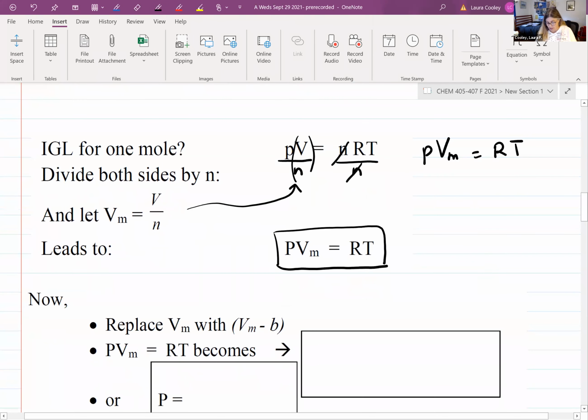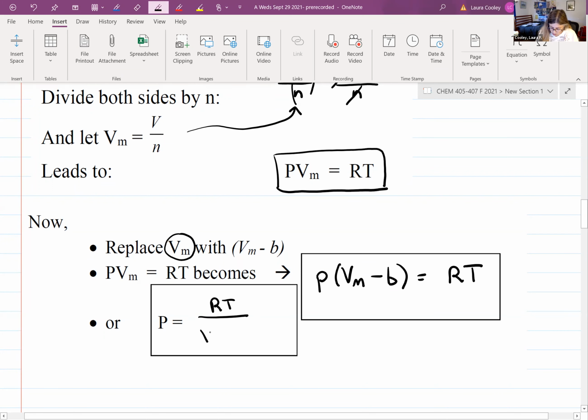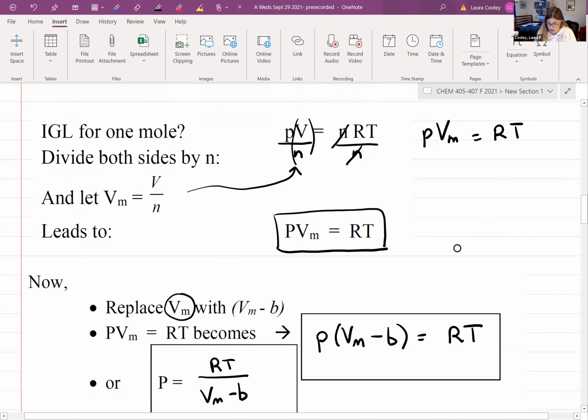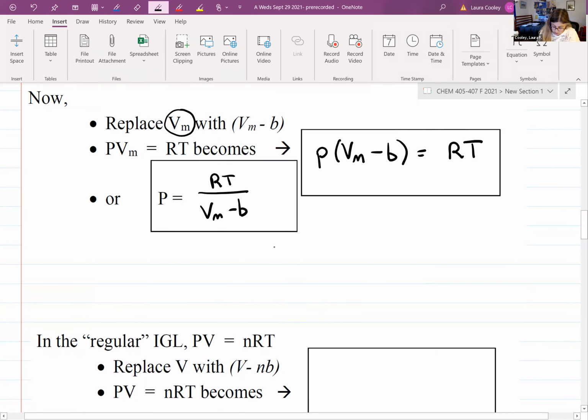We haven't done anything with the van der Waals repulsions yet, with this excluded volume. So what we need to do now is, we know that this is not really the free space volume. We have to adjust it by subtracting out the volume of 1 mole of molecules. So we end up with P(Vm minus b) equals RT. And that means that P would be RT over (Vm minus b) instead of RT over Vm, which would be the original ideal gas law per mole. So we have adjusted for the excluded volume.